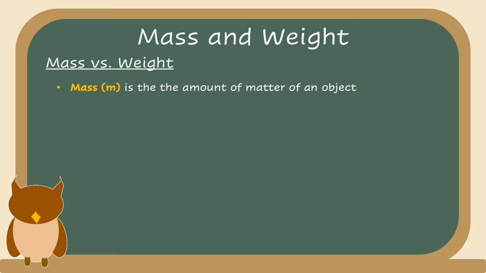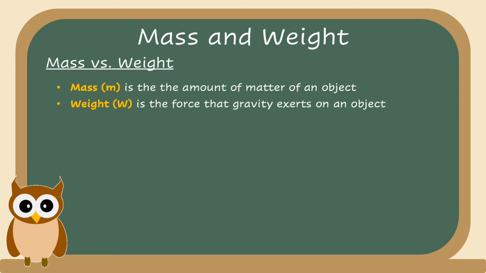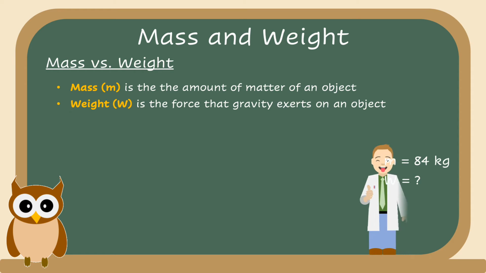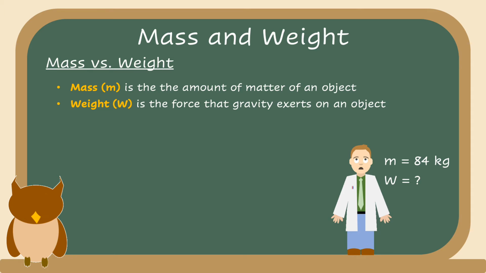Mass is the amount of matter of an object, which we have seen in a previous class. Weight, on the other hand, is the force that gravity exerts on matter. So in my case, I currently weigh 84 kilograms. But what I really should say is that I have a mass of 84 kilograms. My weight, however, depends on gravity.